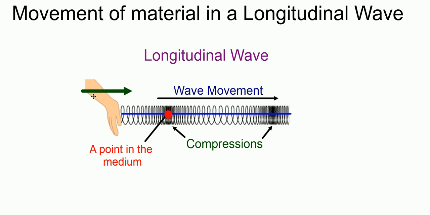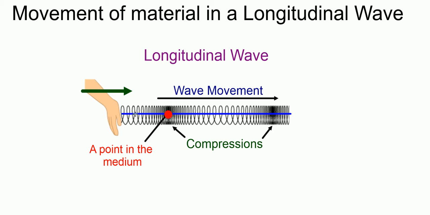When a wave moves through a medium like this slinky, it moves the material in that medium, like part of the slinky. Our job here is to look into the movement of material in a longitudinal wave. Now, we're not talking about a transverse wave that goes up and down like this. We're talking about one of these longitudinal waves, and recall how that works.